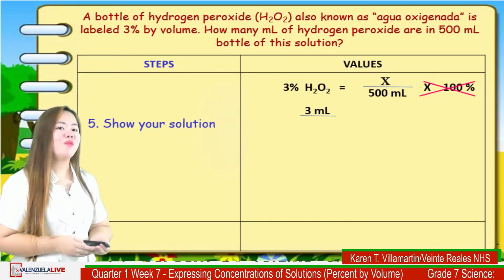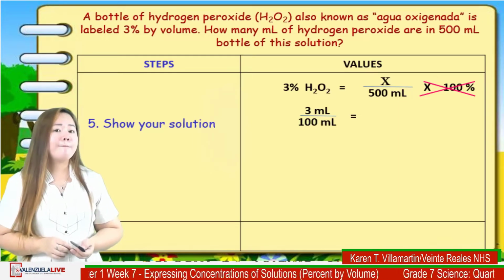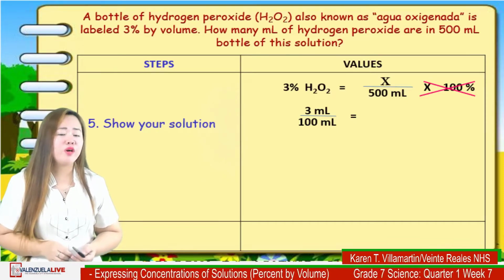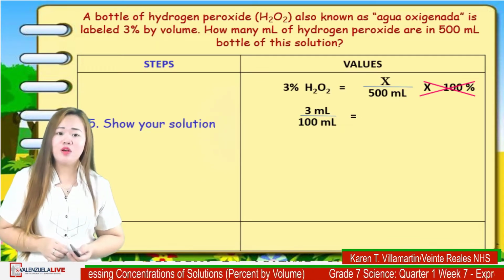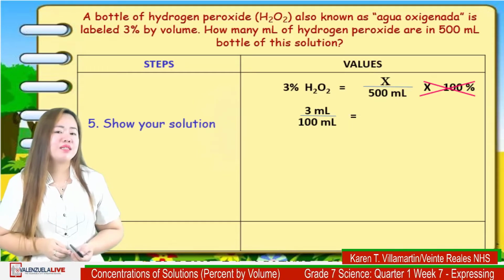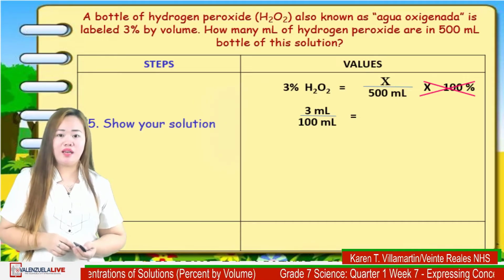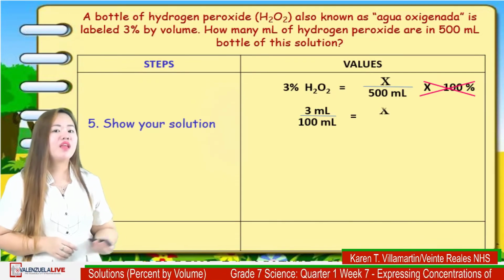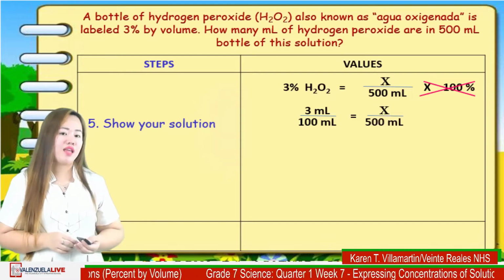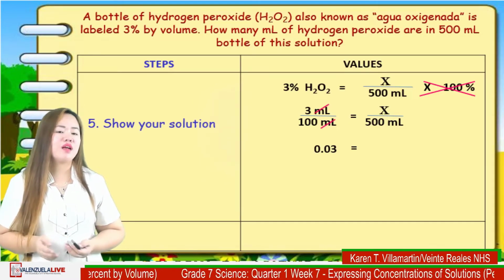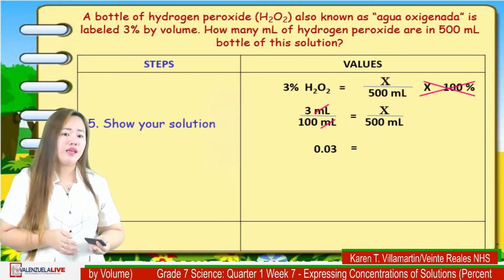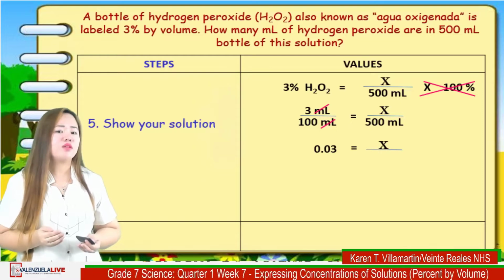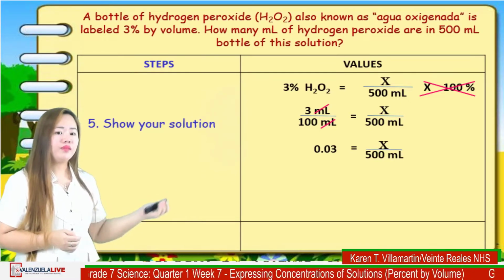So 3% of hydrogen peroxide solution means there is 3 ml of hydrogen peroxide over 100 ml of solution. Remember that percent means parts per 100. Then, just copy the values of the other side. X over 500 ml. So this becomes 0.03, and we cancel the units, and we copy again the same values of the other side.